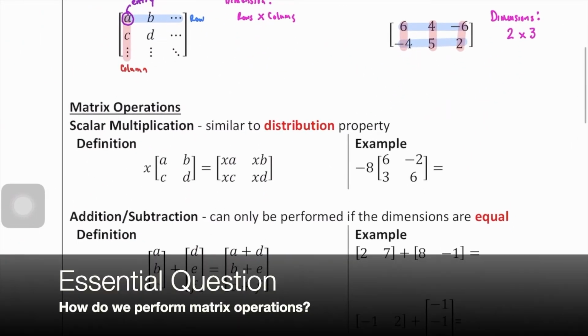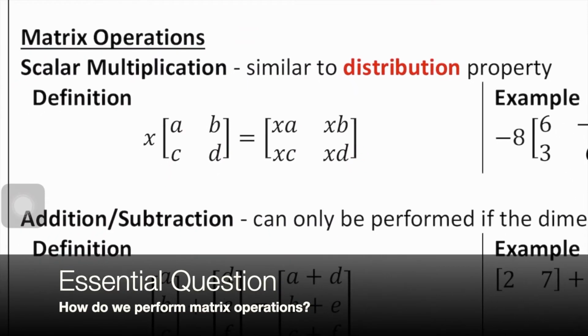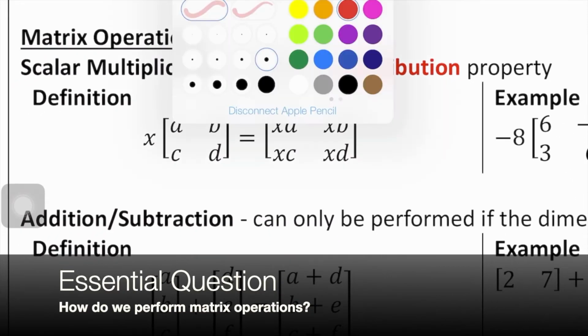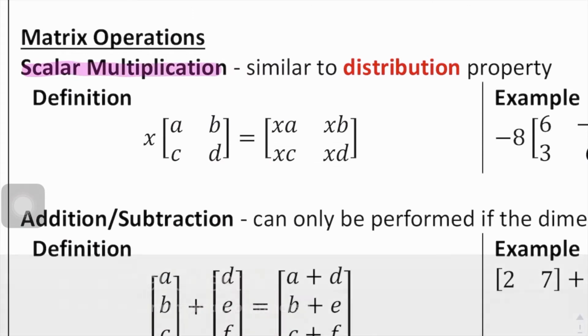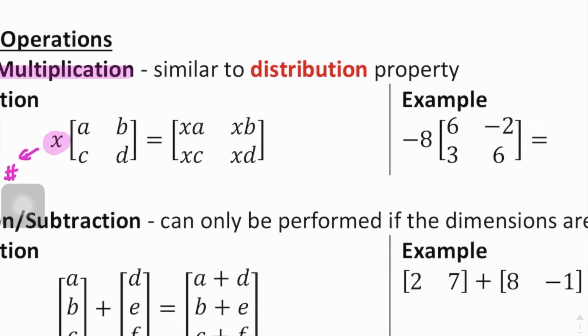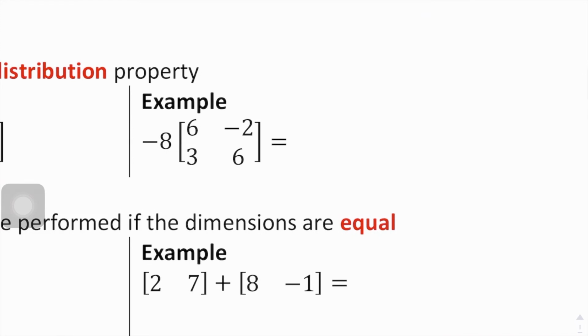So the first operation we need to concern ourselves with is scalar multiplication. Very similar to the distribution property, you're going to see something like a number out here. Usually that is a number, and it's outside the matrix. All you have to do is distribute that number into the matrix. As an example here, negative 8 is on the outside. That's our scalar. We're going to multiply that to each element on the inside.